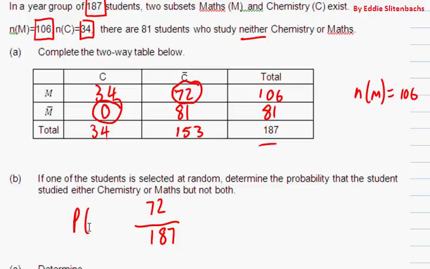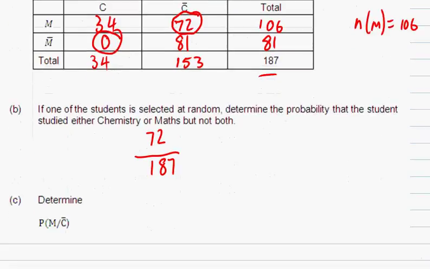Probability of, we could have written in there, chemistry or maths but not both. So written something in there to describe that. Now, there's another question here.